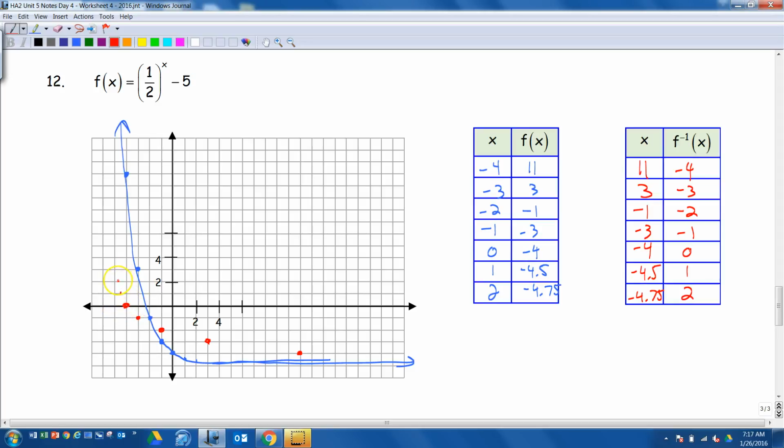So this would be the vertical asymptote now. And then it just kind of does that. Okay, so those are graphing again the original and the inverse. Just make sure you know that the domain and range switch for the inverse. Good job.